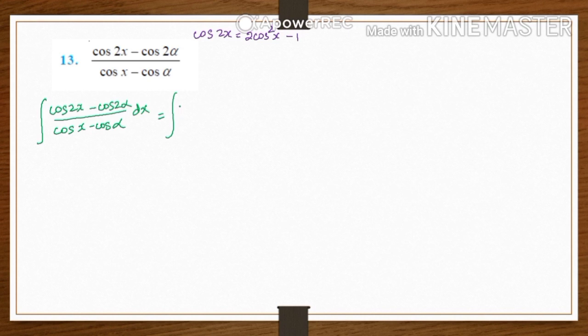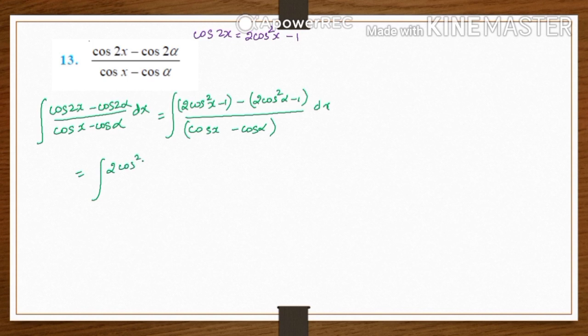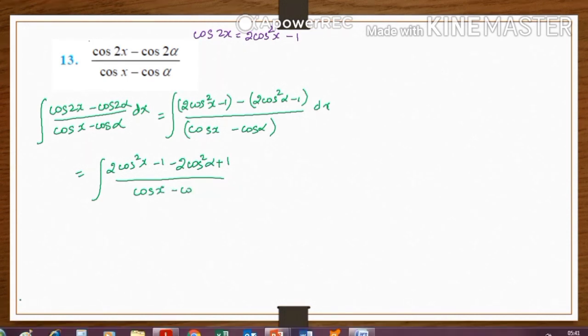So cos 2x is equal to 2 cos square x minus 1, minus, once again cos 2 alpha can be written as 2 cos square alpha minus 1, divided by cos x minus cos alpha. So I am using the cos 2x formula, both for cos 2x and as well as for cos 2 alpha. So now integral of 2 cos square x minus 1, multiply the minus inside the bracket. So we get minus 2 cos square alpha plus 1 divided by cos x minus cos alpha.